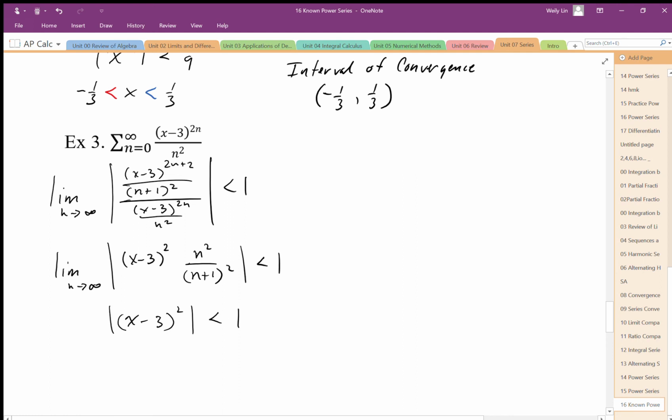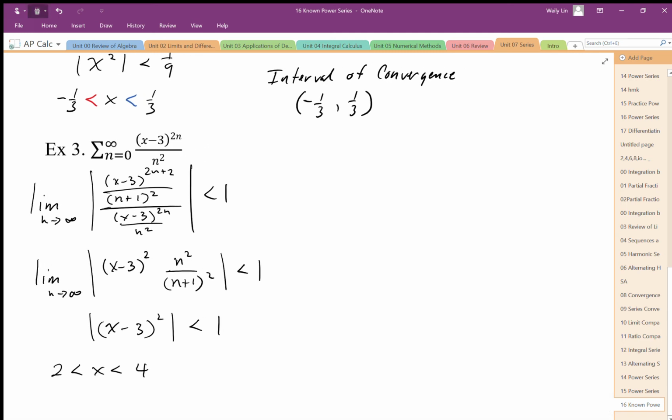So our radius in this case, we can get rid of the squared because that's 1. Our radius is going to be 1, and our center is going to be at 3. So our interval looks like it's going to be 2 to 4. Just plugging in, yeah, 2 squared, negative 1 squared, yeah. So we've established our radius. Now we have to test our endpoints to determine the interval of convergence.